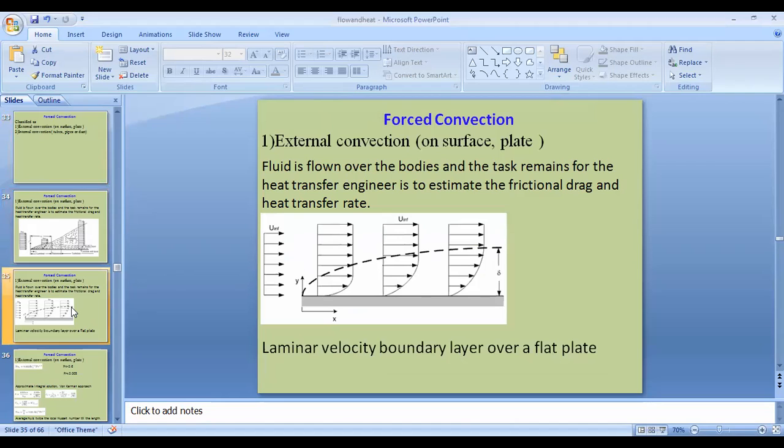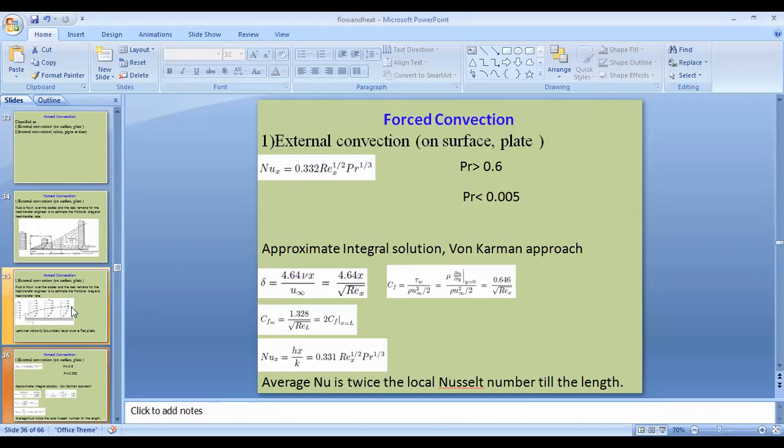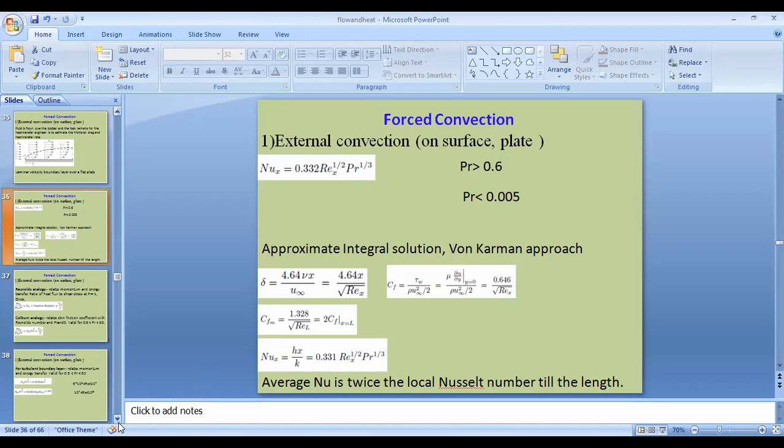Okay, so such a boundary layer is formed. If you solve the equation for this boundary layer, then we can get different parameters, like the equation for the Nusselt number. We can get the boundary layer thickness. Then we can get the skin friction coefficient. Then we can get the average Nusselt number. Our interest in heat transfer is the average Nusselt number.